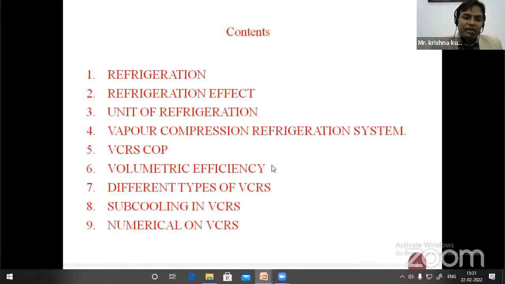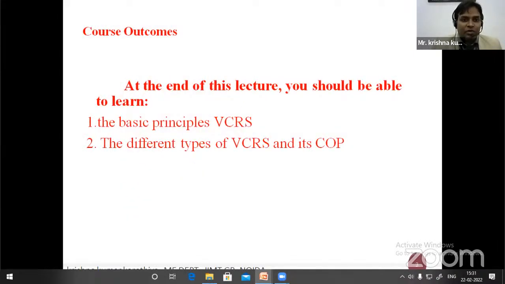Six, we will define the volumetric efficiency for the refrigeration system or reciprocating compressor. Then we will talk a little bit about the different types of VCRS. Then we will talk about subcooling in VCRS, and I will give one or two numericals as examples on VCRS. The course outcome of this lecture is that at the end, those who are listening will be able to learn the basic principle of vapor compression refrigeration system, the different types of vapor compression refrigeration system, and the COP of VCRS.